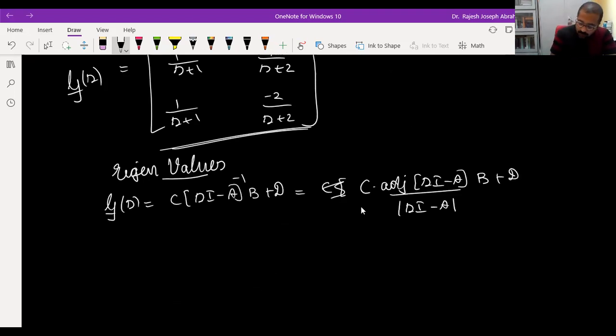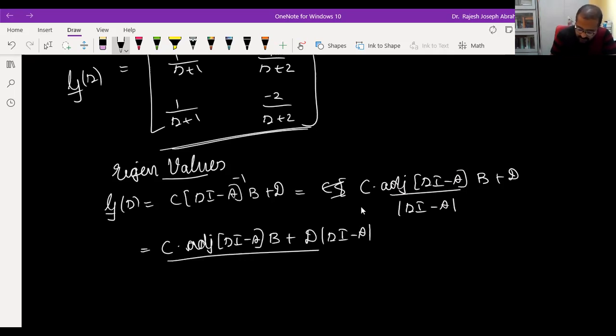Correct? Or if you take the LCM, what will you get? C into adjoint of SI minus A into B plus D into determinant of SI minus A, whole divided by determinant of SI minus A. Right? What is a transfer function? Ratio of Laplace transform of output to Laplace transform of input. So here you have some numerator and here you have some denominator.